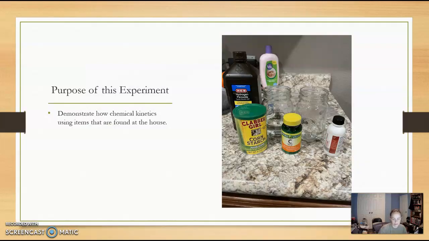The purpose of this experiment is to demonstrate chemical kinetics with two clear solutions being combined, creating two chemical reactions occurring simultaneously that then create a color solution in the end.